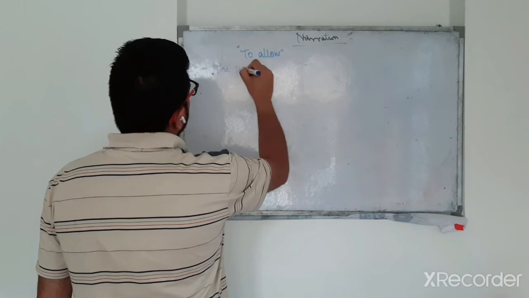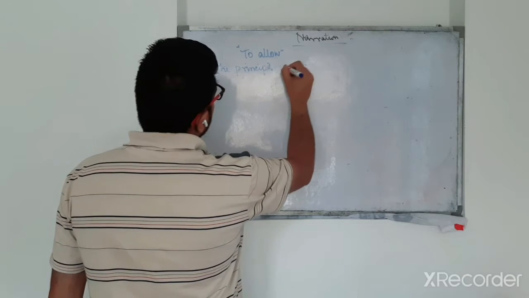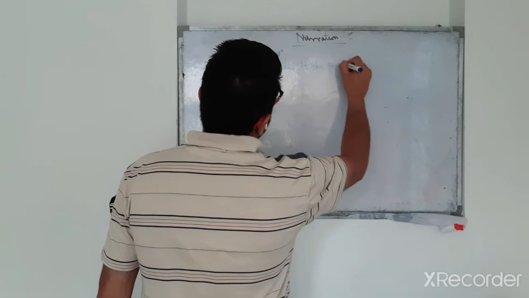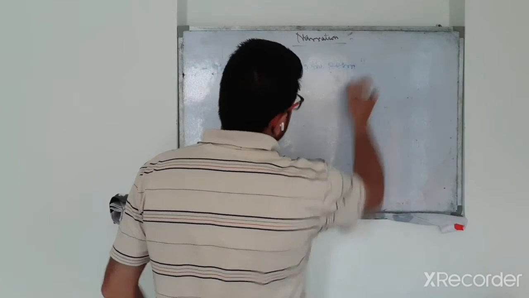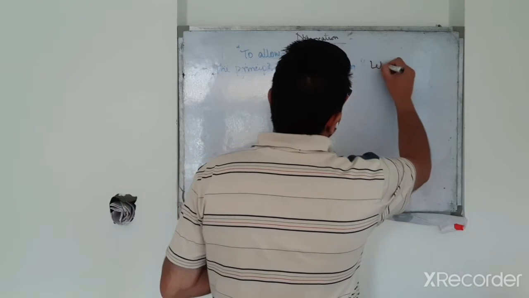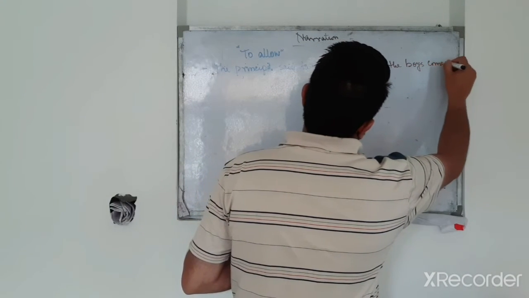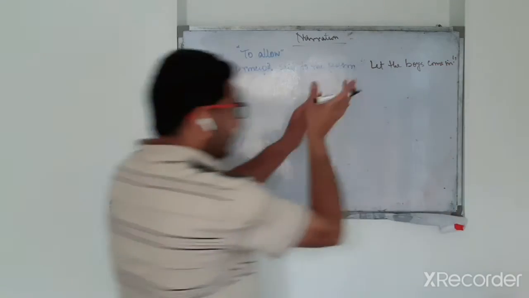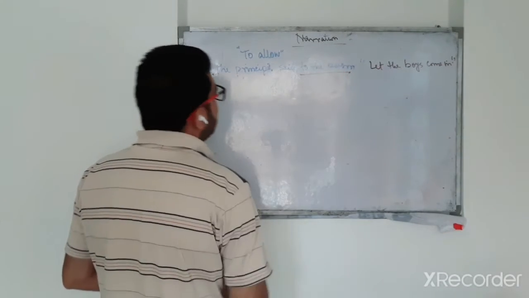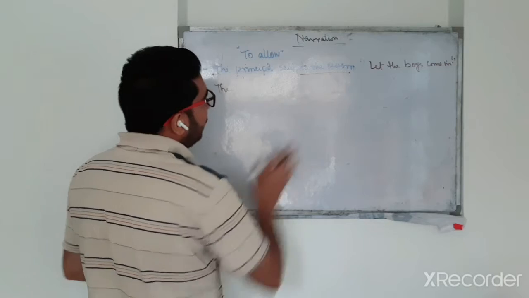The principal said to the peon, "Let the boys come. Let the boys see." Watch this sentence because we have this object here. See, this is just like an order for a peon.